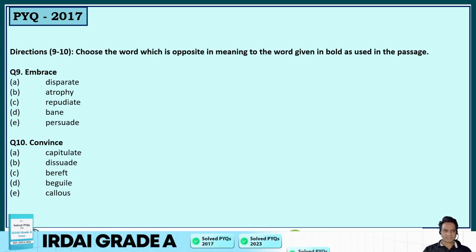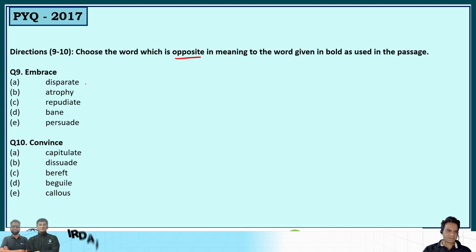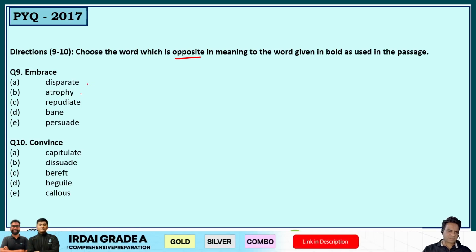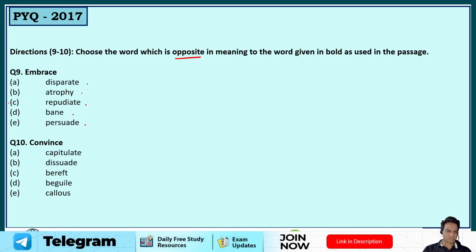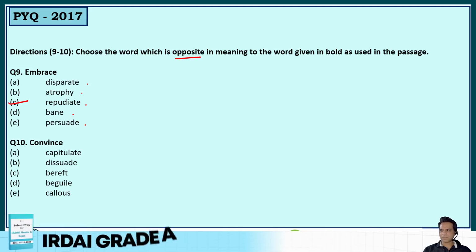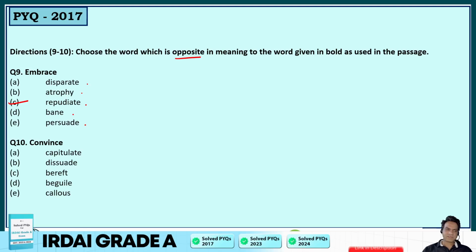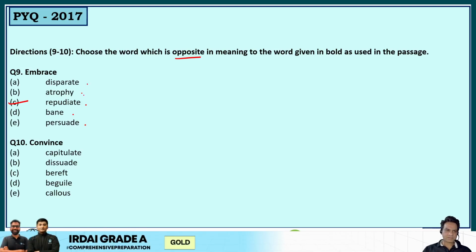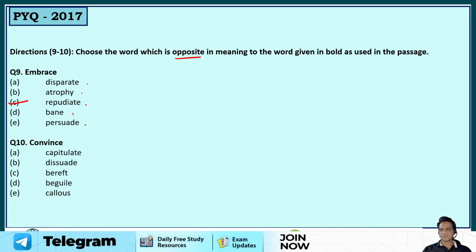Embrace means to accept something. We have to find the antonym now, opposite. So embrace means to basically accept something. Disparate, atrophy, repudiate, bane. I think repudiate is the right choice. Guys, embrace is to accept. Repudiate is to criticize someone away, to not accept someone. Disparate is to lose your heart. Atrophy is, I think, again, a feeling of sadness. Bane is something very problematic.